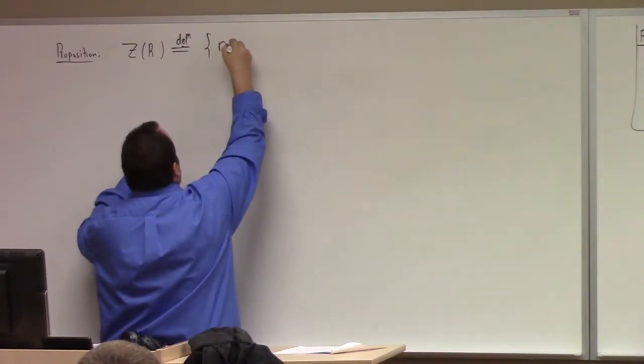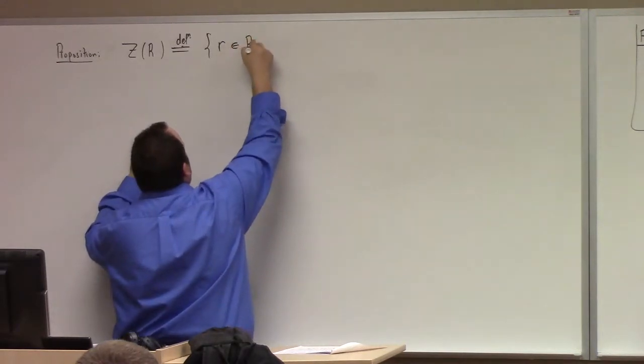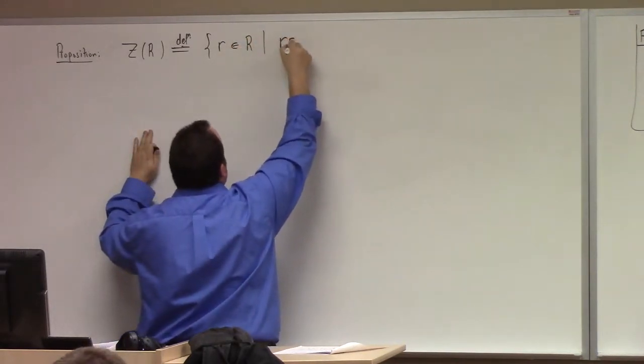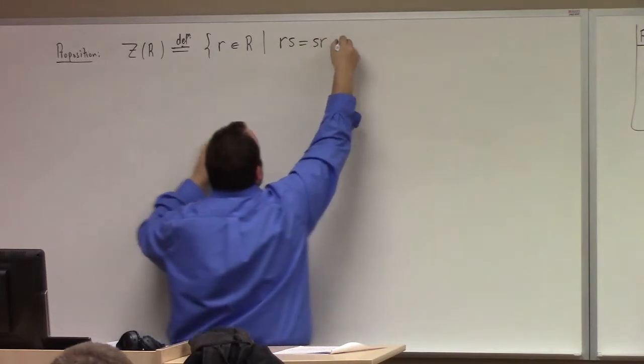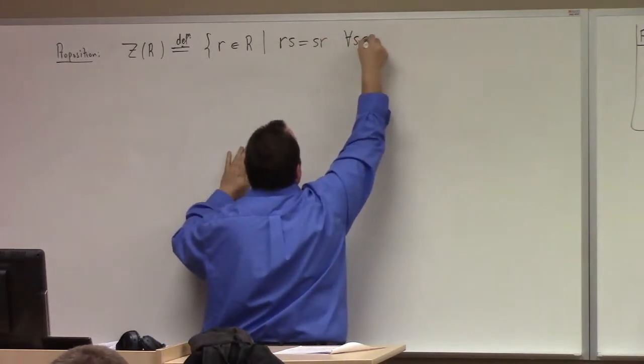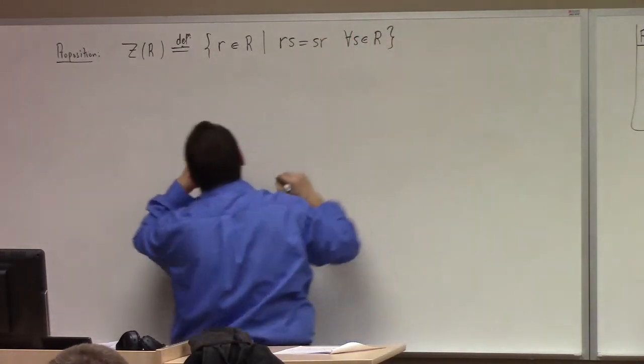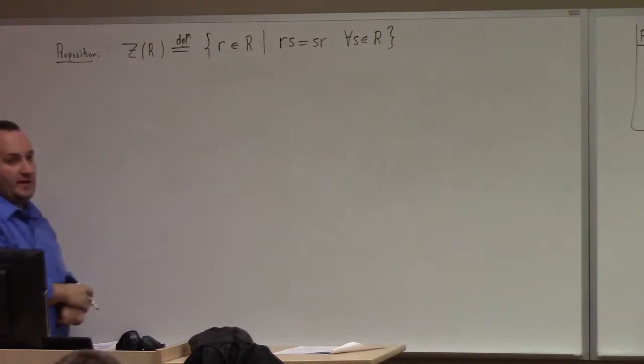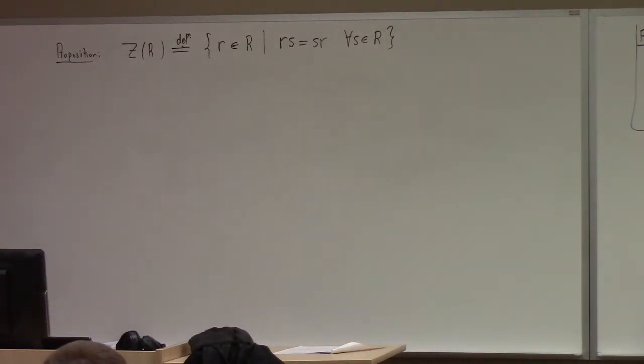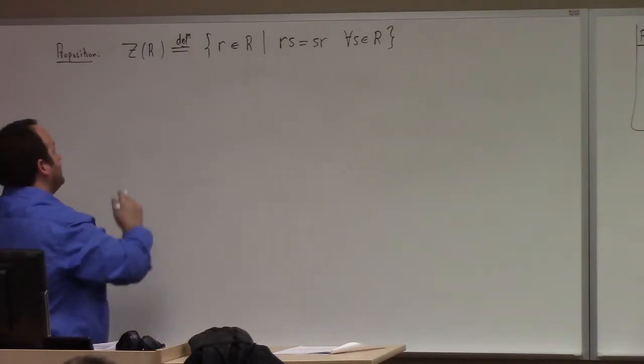It's a definition, I suppose I don't have to justify it, but this is r in R such that rs equals sr for all s in the ring. This is the center of a ring. If an element of the ring is in the center, it's said to be a central element. All right? So this is a subring.